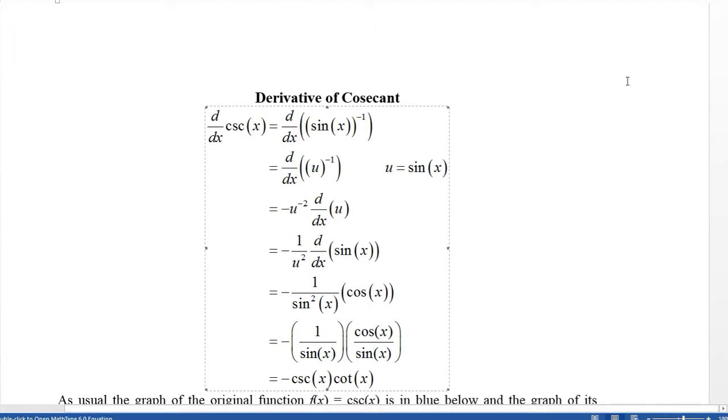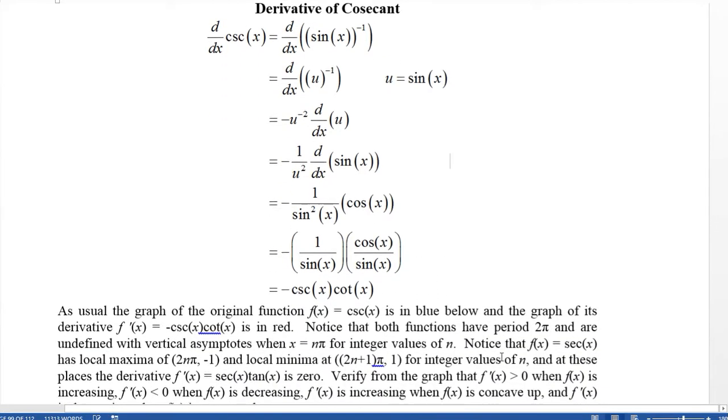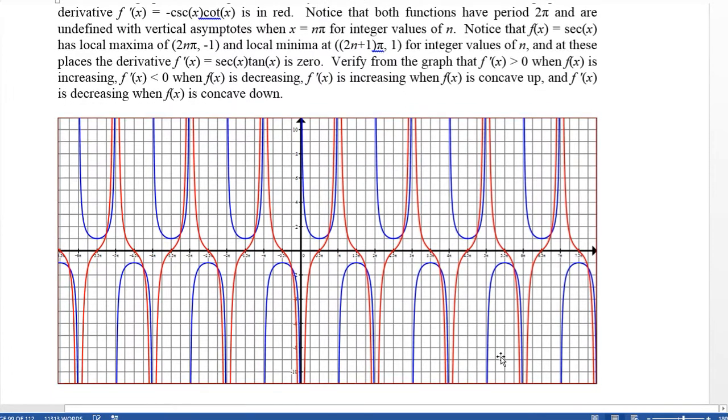Okay, and so the final answer is the derivative of cosecant of x is minus cosecant of x cotangent of x. And if we graph those together, you see this picture here, similar to the last picture. And I'll let you look at those and see the graph characteristics.